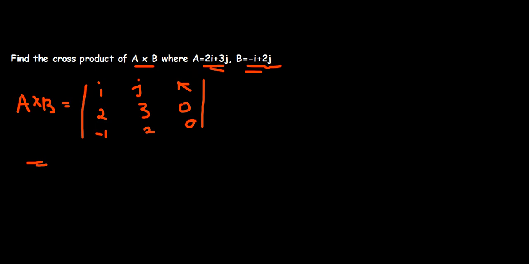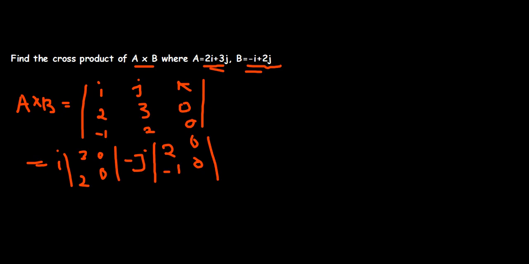What are we going to do in order to find the cross product here? We are going to say i. When we cancel out this column and this row, we are going to remain with 3 2, 0 0. Then for the next one, the j always goes with a minus. We cancel the second column and the first row, so we are remaining with 2 minus 1, and then 0 0.